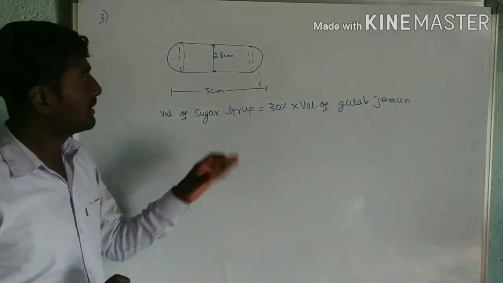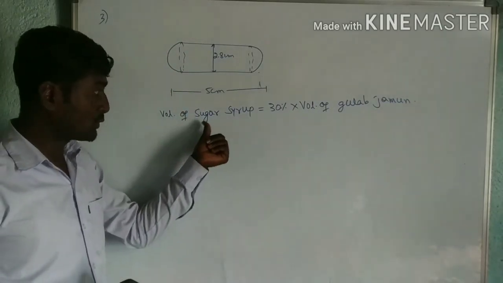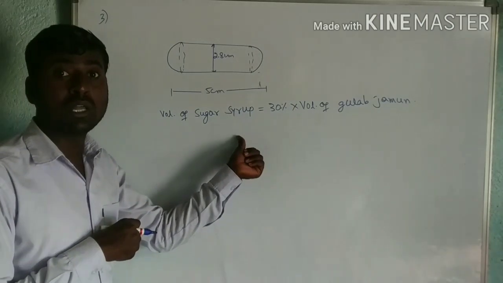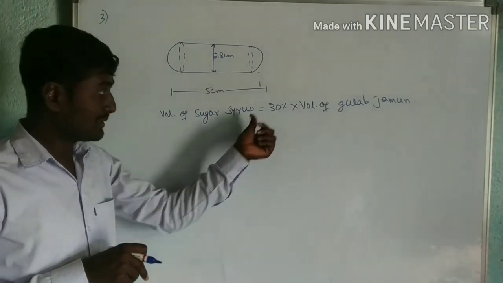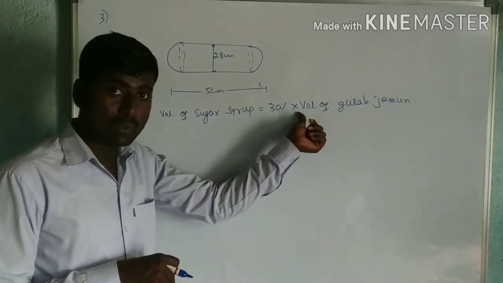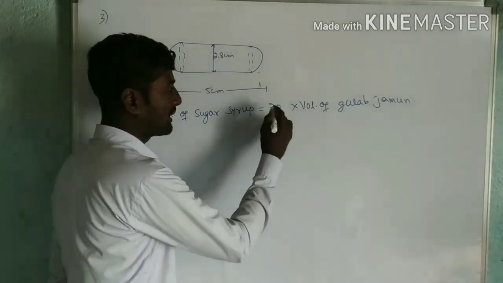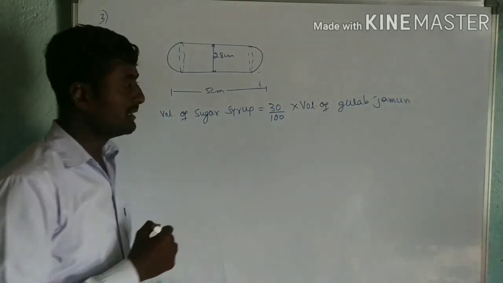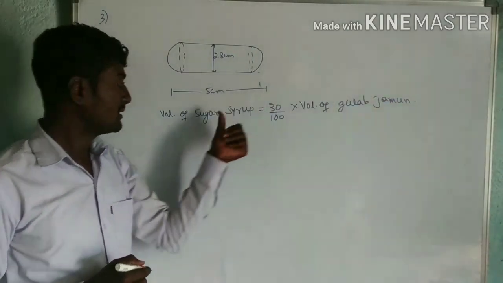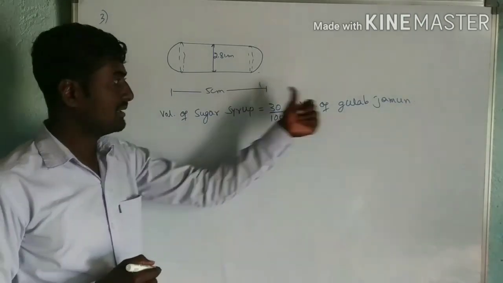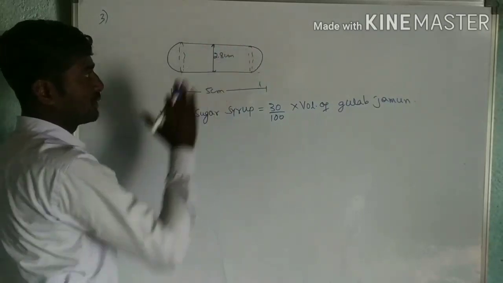Now let us take the given condition. We have to find the volume of sugar syrup in 45 gulab jamuns. That is equal to 30% of the volume of 45 gulab jamuns. 30% means 30 divided by 100, since percentage is nothing but a fraction out of 100. So 30 by 100 into the volume of 45 gulab jamuns. I am going to find it for only one gulab jamun first.